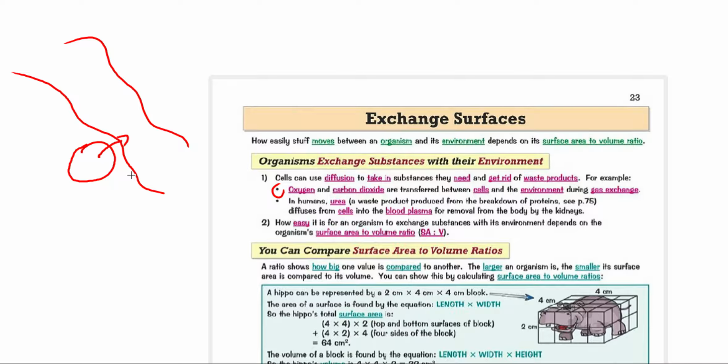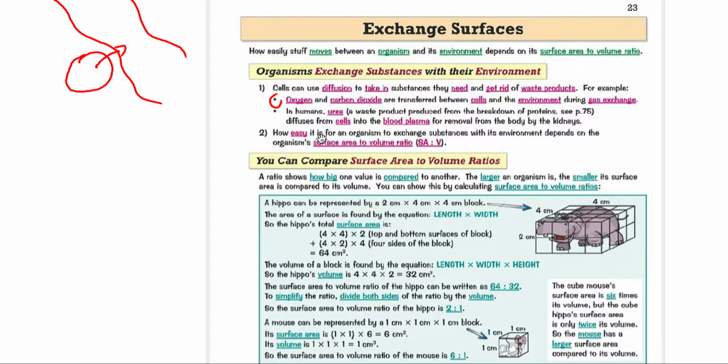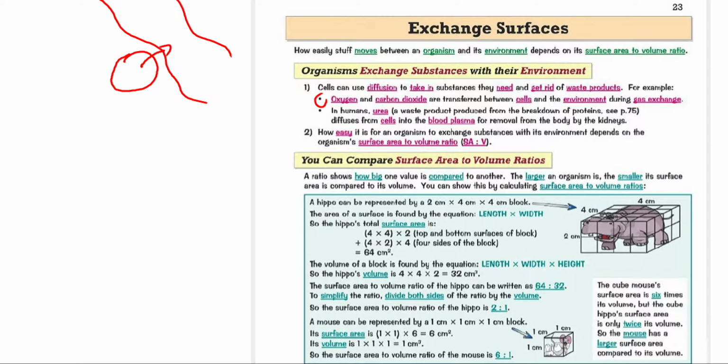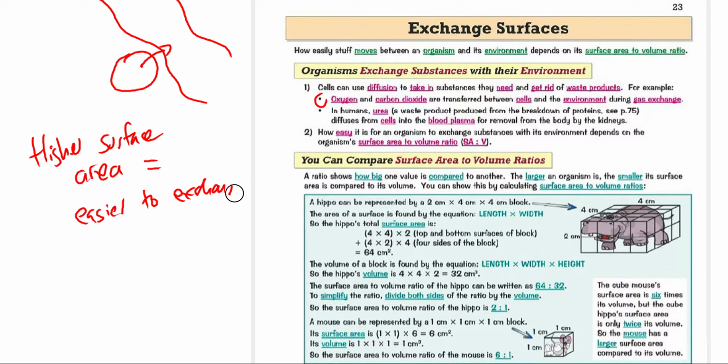One of the key things we'll look at now is the surface area to volume ratio. This is a really important ratio because it determines how easy it is for substances to exchange across different surfaces. The surface area to volume ratio is given as SA to V, and one of the key things is that a higher surface area equals easier exchange of particles or substances.